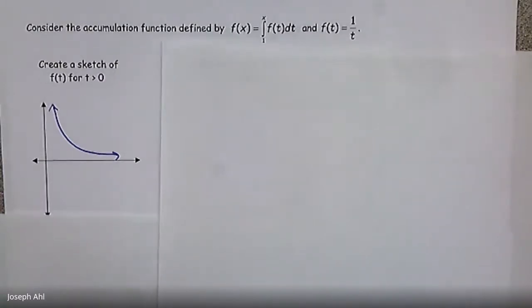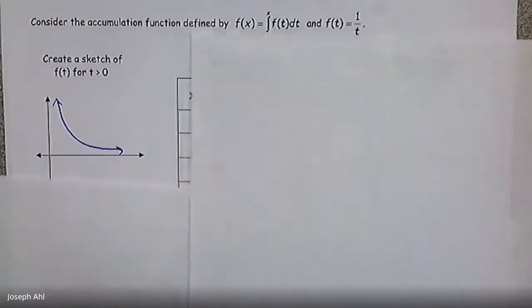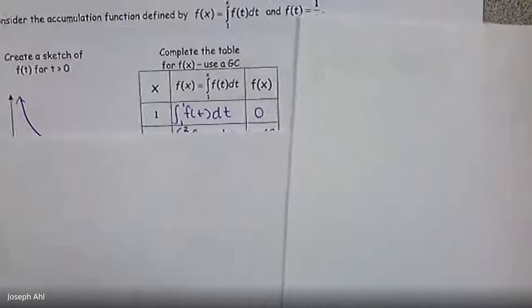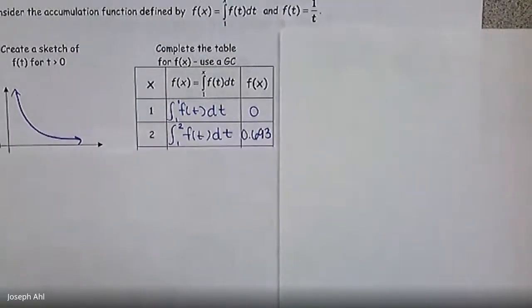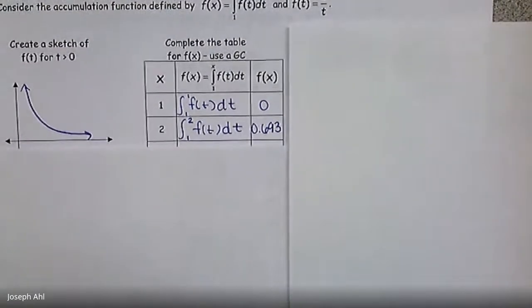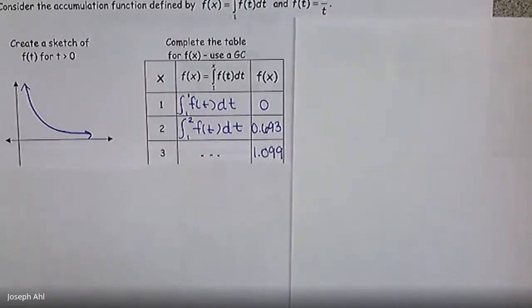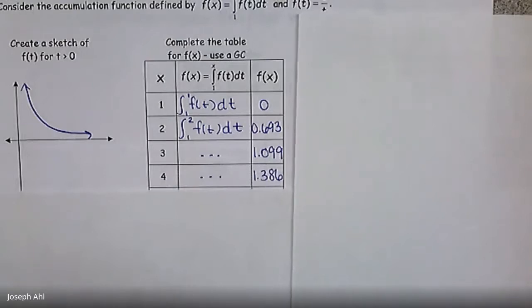So then from there, building our case for our table of values, it makes sense that the integral from 1 to 1 is going to be 0. I showed you the integral from 1 to 2 is 0.693. So that's going to be a point on the curve, 2, 0.693. When you do the accumulation function from 1 to 3, you get 1.099 and then 1.386. So we get some y values that are slowly increasing over time here.